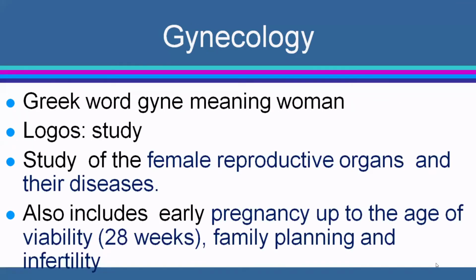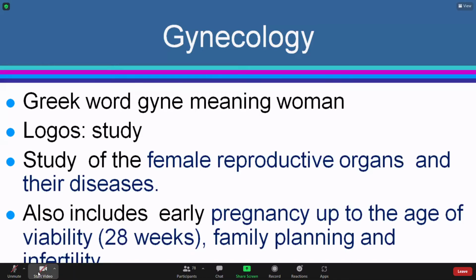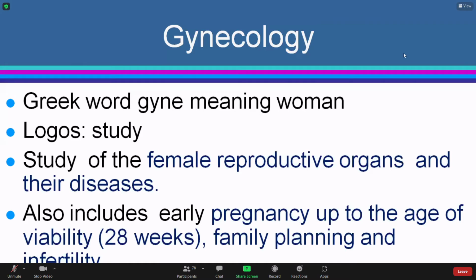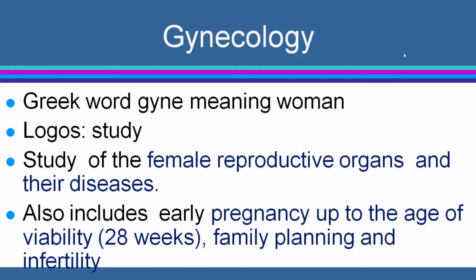So what is the meaning of gynecology? By this time, I think you have some idea about gyne and obs, but still, gynecology comes from the Greek word gyne, which means woman, and logos means study. Okay, so this is the study of the female genital or female reproductive organs and their diseases, right? And it also includes early pregnancy up to the age of viability, that is 28 weeks in our country. It may be less in other countries. Okay, and it also includes family planning methods and also infertility. Okay, this is clear.